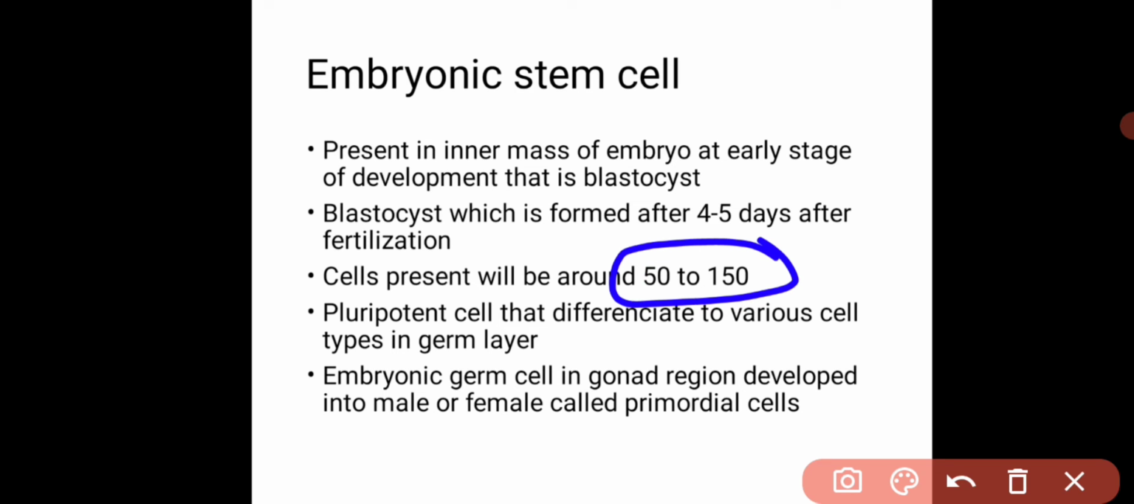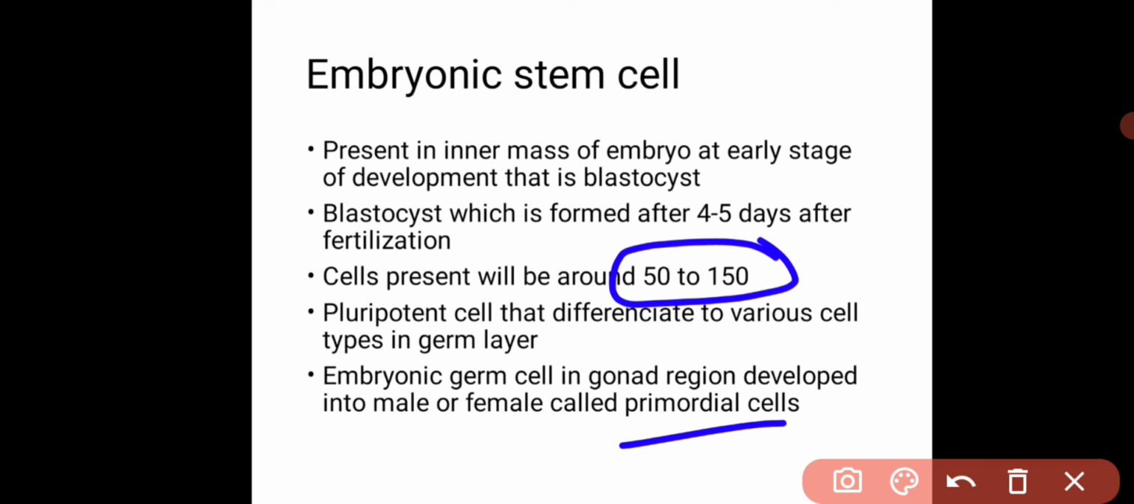So they are pluripotent, which means they can differentiate into various cell types in the germ layer. Okay, it is not yet specialized, so it specializes once it divides. During the division process they will get specialized. Okay, embryonic germ cells in the gonad region develop into male or female, called primordial cells.